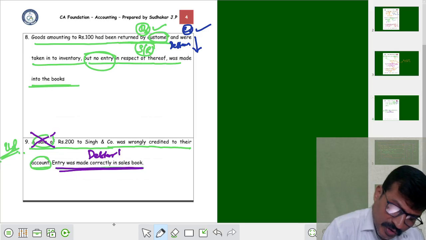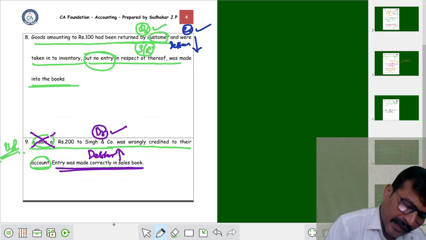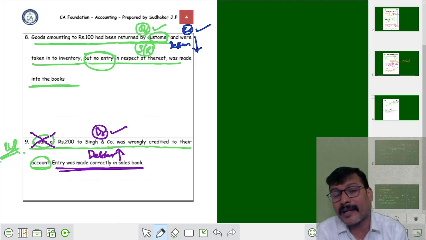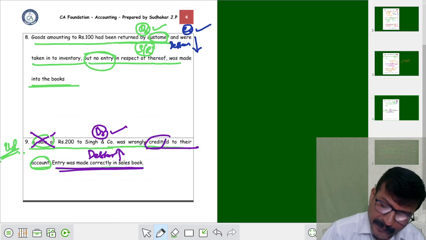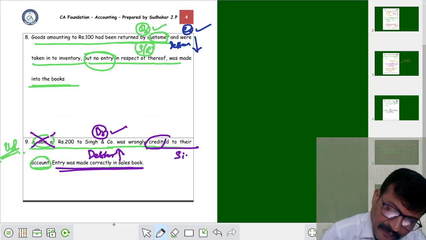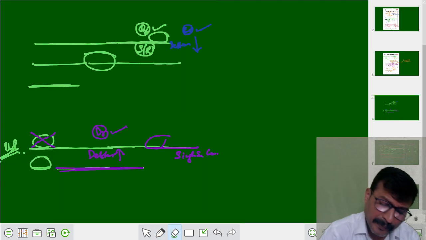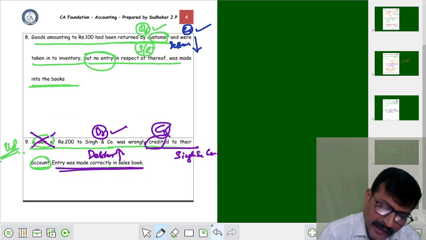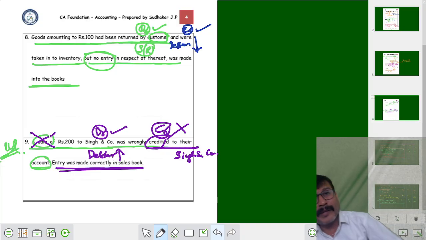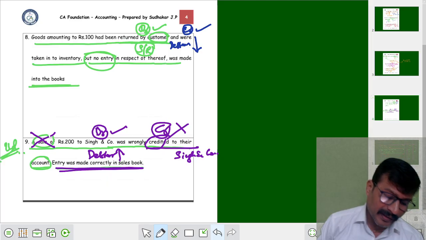When you sold goods to Singh and Company, debtor increases. Debtor increased, so what to do? Debit. But what did you do? Credited to their account. Their means which account? Singh and Company account. In Singh and Company account, you have credited as a wrong credit. My dear student, please be careful in understanding this particular transaction.